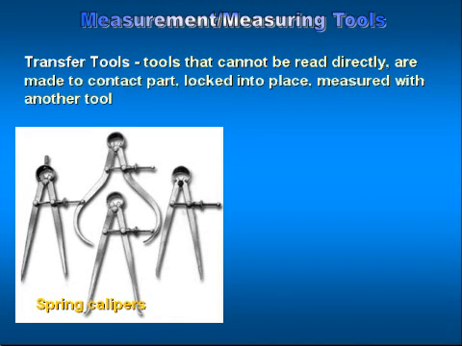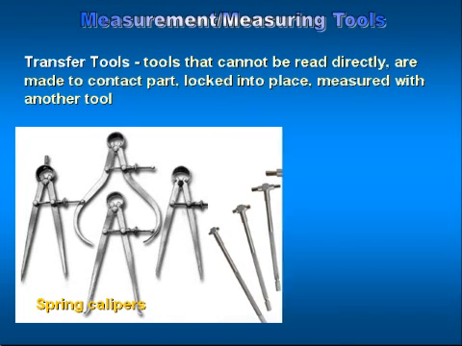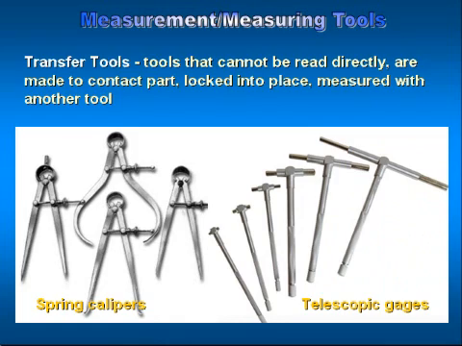Calipers are used to transfer a dimension to a line of a graduated instrument such as a steel rule. On the right is a telescoping gauge. It is a gauge that transfers an inside diameter to an outside diameter so it can be measured with a tool like an outside micrometer.